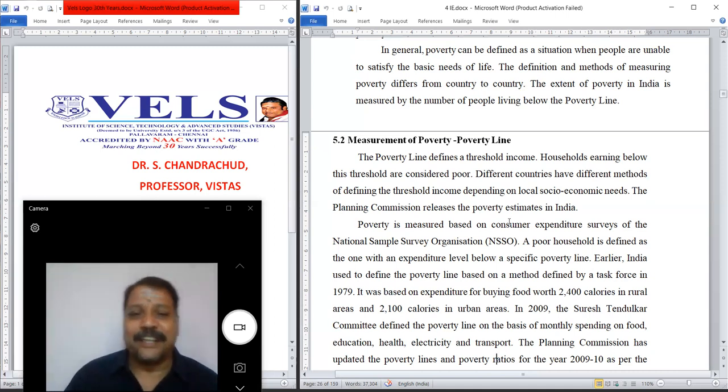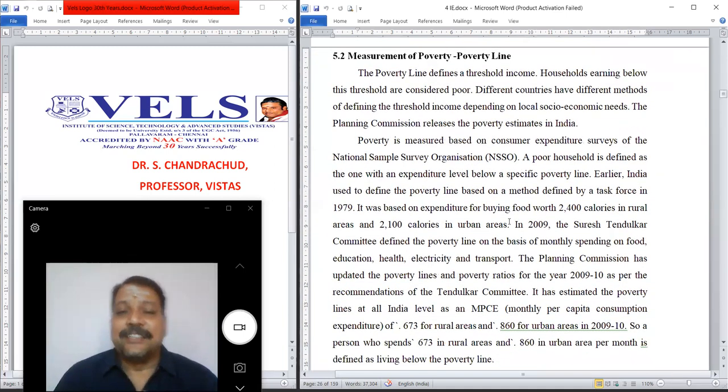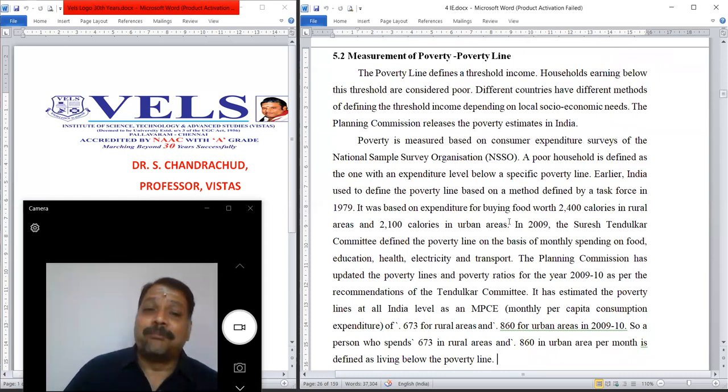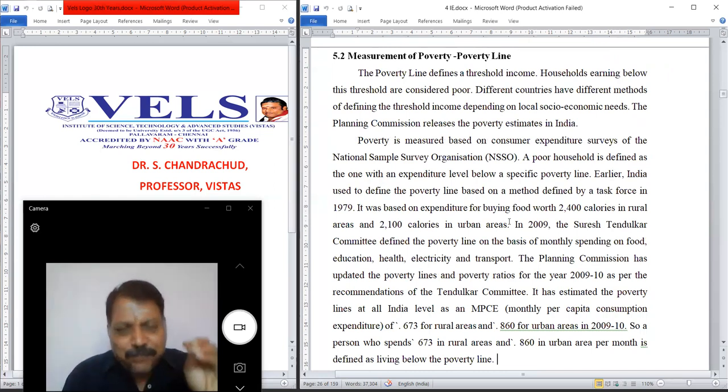The Planning Commission releases the poverty estimates in India. Poverty is measured based on consumer expenditure surveys of the National Sample Survey Organization. We normally call it NSSO. This National Sample Survey Organization is measuring the poverty line for India. A poor household is defined as one with an expenditure level below the specific poverty line.